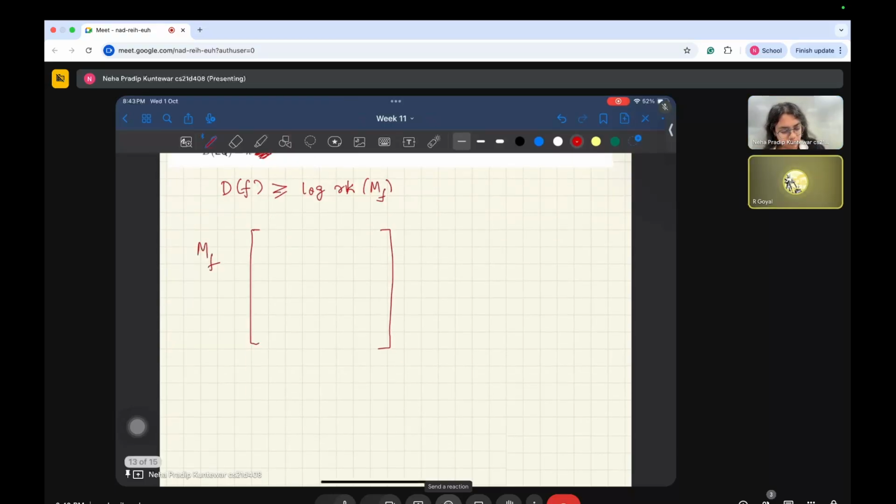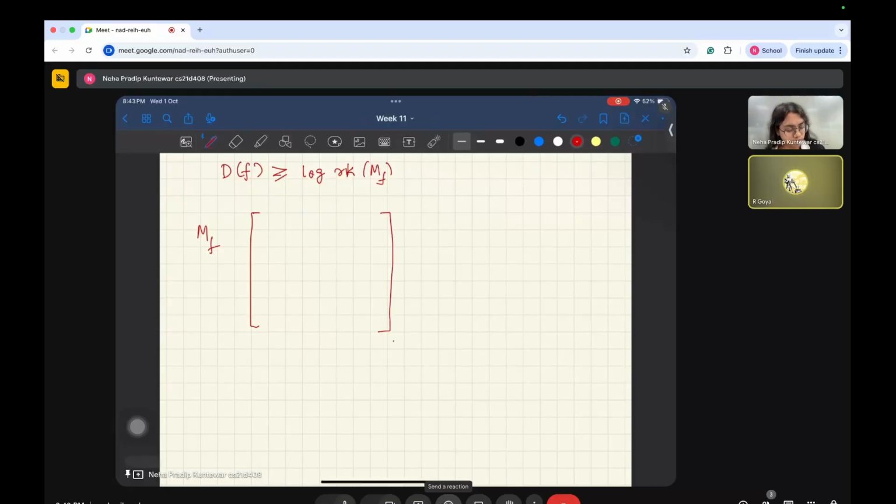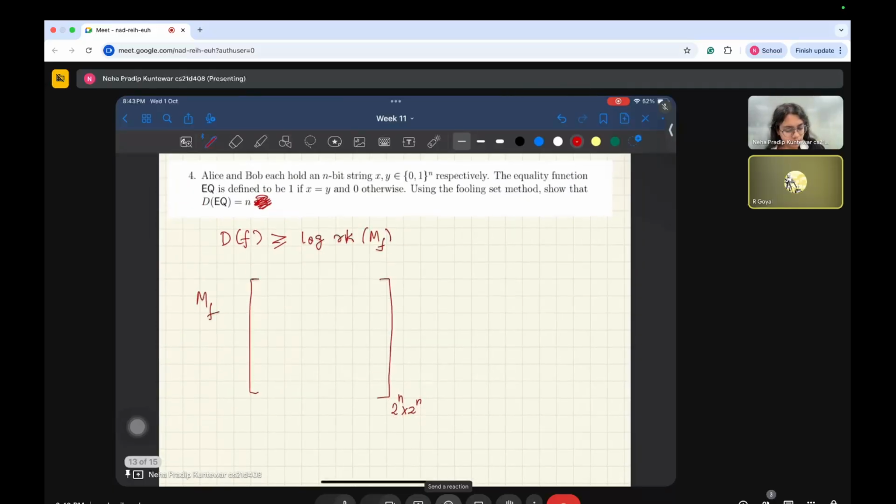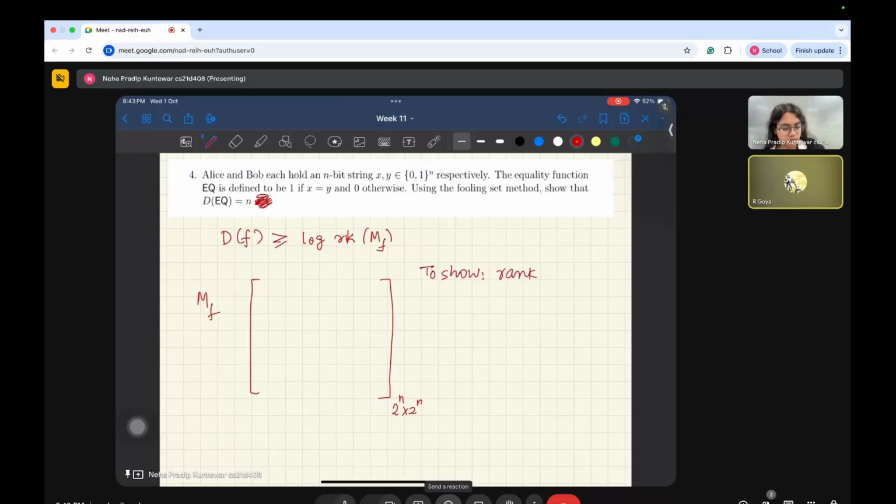So M f would be similar to the previous matrix, 2 raised to the power n number of rows, 2 raised to the power n number of columns. But there distinct rows were given, and in this case that is not given. However, we need to show that this rank is equal to this. But then how to show that all the rows are independent of one another? To show that, let's first write what M f looks like.